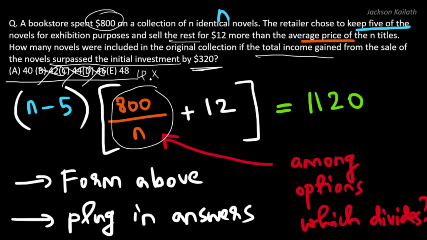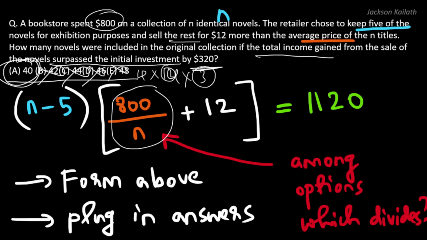48 is 4 into 12, right? And 12 is 4 into 3. Again, you have 3 over here, right? And 800 cannot be perfectly divided by 3. So if you choose any of the options from B to E, this over here would be a decimal value, right? So that's why you can directly eliminate these.